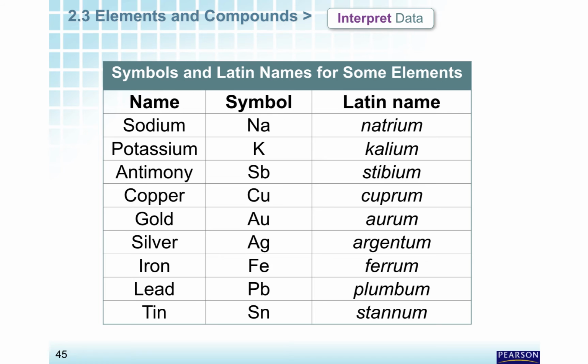There are some elements whose symbols do not match their English names because their Latin names don't match. For example, lead is Pb for plumbum. The first pipes were made out of lead, like plumbers, so that's where that came from. Potassium is kalium, so that's K. Sodium is natrium, so that's Na. So they get their symbols from their Latin names.